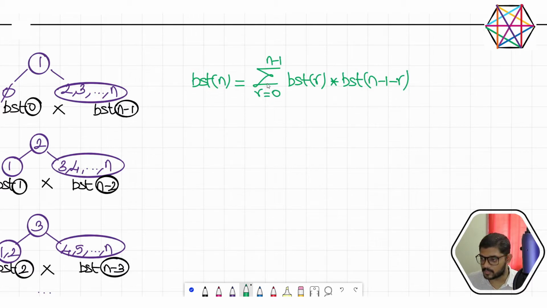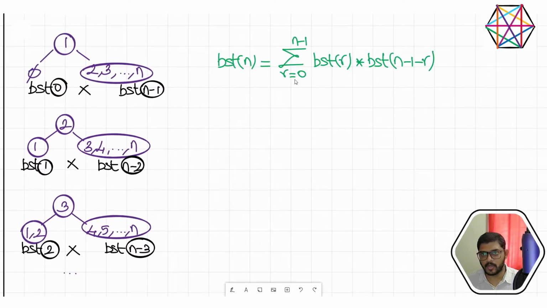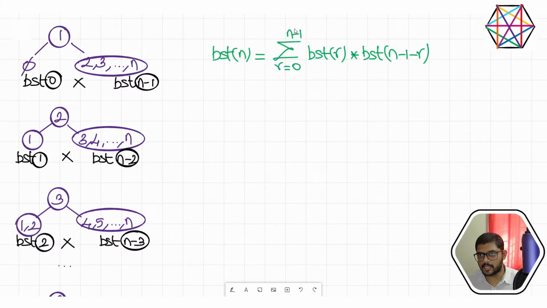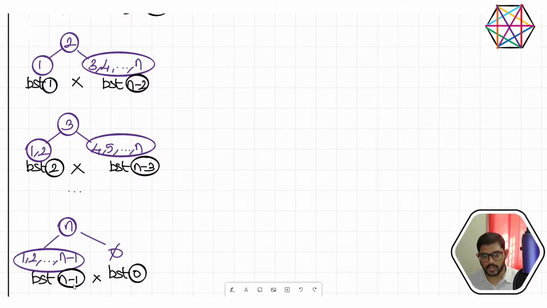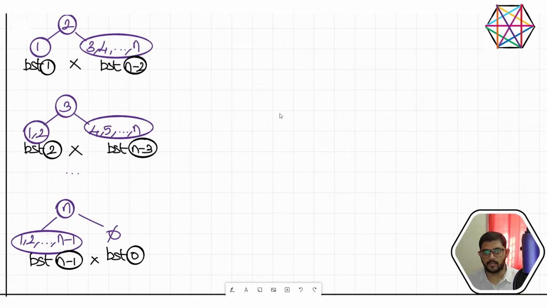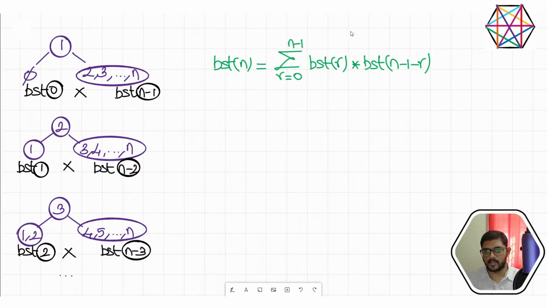Sigma stands for summation. You put r is equal to 0. This is BST of 0 times BST of n minus 1 minus 0, which is n minus 1. Yeah, it matches. If you put r is equal to 1, it's BST of 1 times BST of n minus 1 minus 1, which is n minus 2. Again, it matches. Put r is equal to 2 here. It's BST of 2 times BST of n minus 1 minus 2, which is n minus 3. It matches. All the way till the last option: put r is equal to n minus 1. In the place of r, you put n minus 1. It is BST of n minus 1 times BST of n minus 1 minus n minus 1, which is BST of 0.